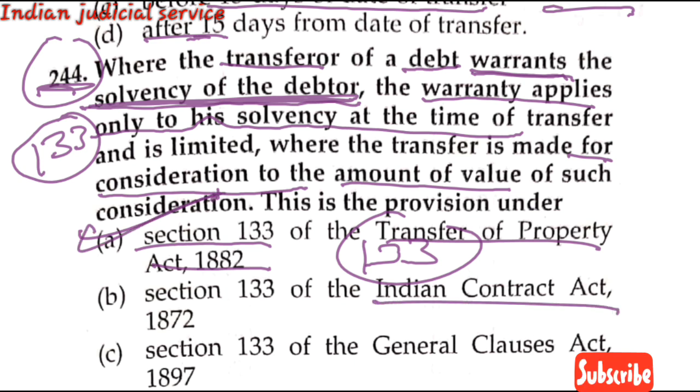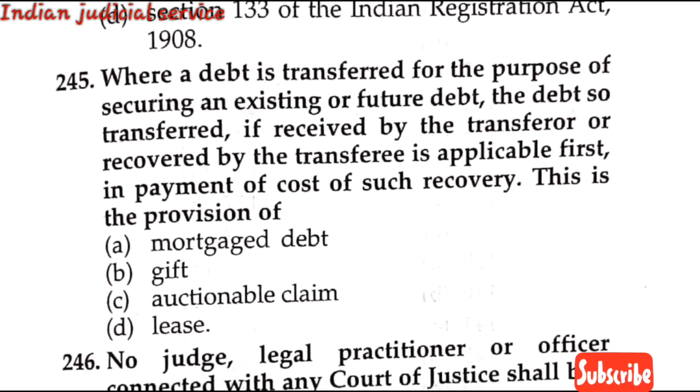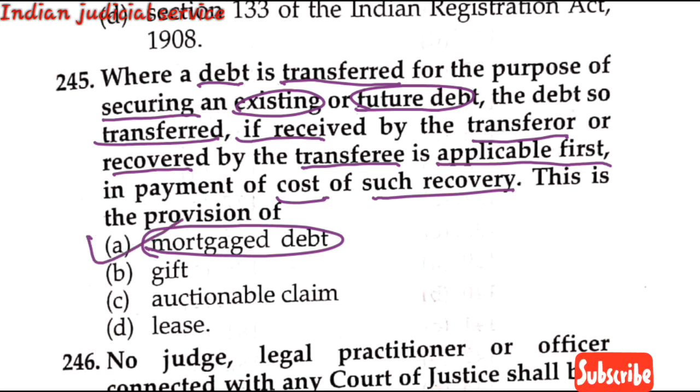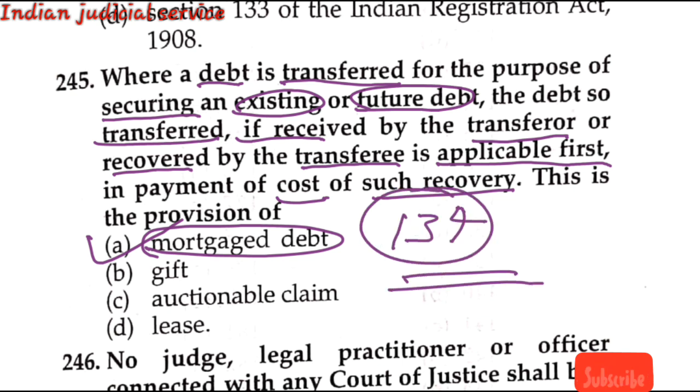So the answer is option A. Now question number 245. Where a debt is transferred for the purpose of securing an existing or a future debt, the debt so transferred, if received by the transferor or recovered by the transferee, is applicable first in payment of the cost of such recovery. This is the provision of: option A, mortgage debt; option B, gift; option C, actionable claim; and option D, lease. So our answer is option A, mortgage debt. And which section deals with mortgage debt? Section 134 of the Transfer of Property Act deals with mortgage debt.